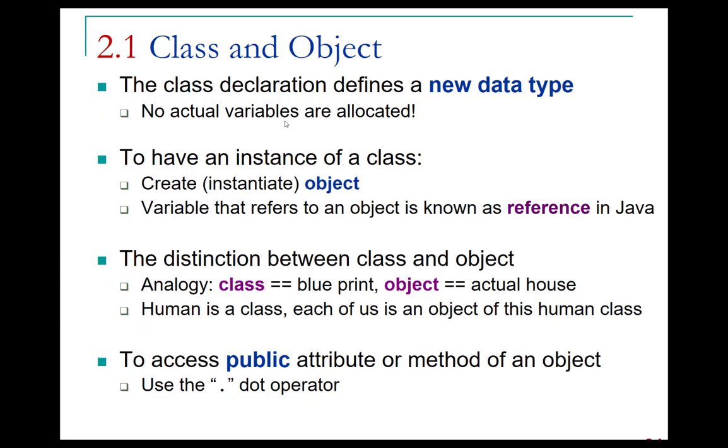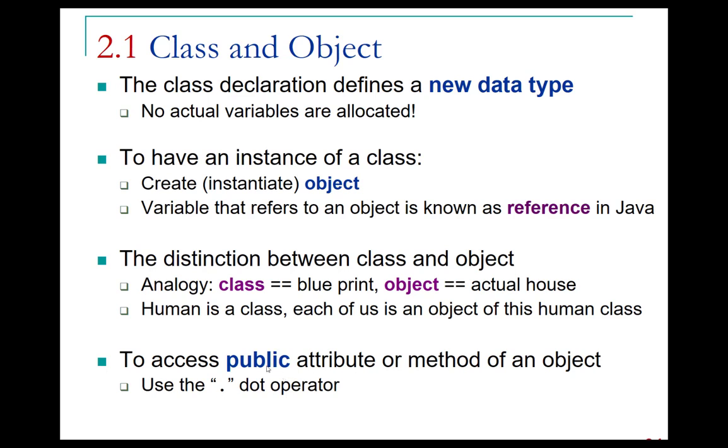Just a reminder of the difference between class and object. A class is like a blueprint, and an object is like the actual house. Human is a class, and you and me with our own names, dates of birth, and heights are objects of this human class.